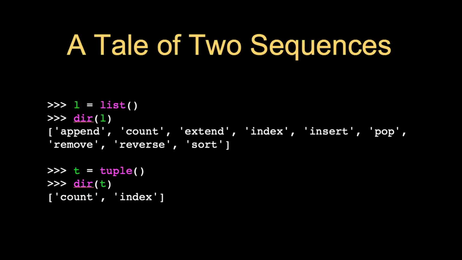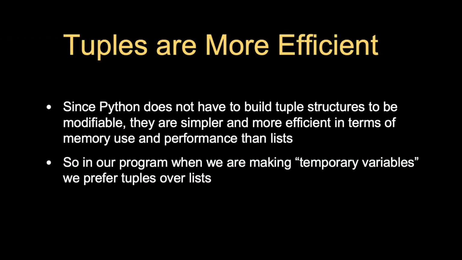Let's also take a look at the efficiency of the two. In this case, Tuples are more efficient. Since Python does not have to build Tuple structures to be modifiable, meaning it's super lean, there is less memory footprint needed to house a Tuple instance versus an instance of list or dictionaries. Both are mutable, but with Tuples, you can't modify it, making it a lot leaner than any other data structures. So in our program, when we are making temporary variables, we prefer Tuples over lists.